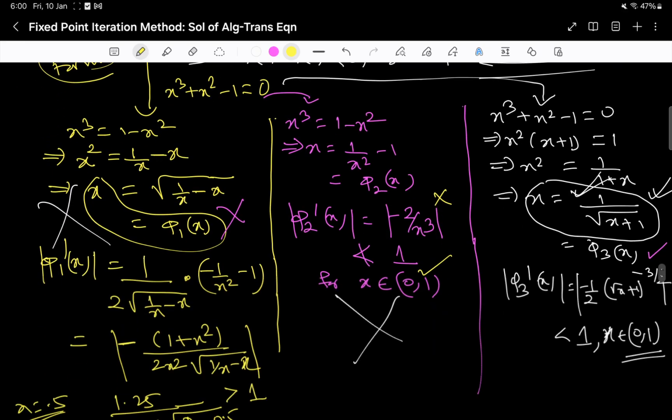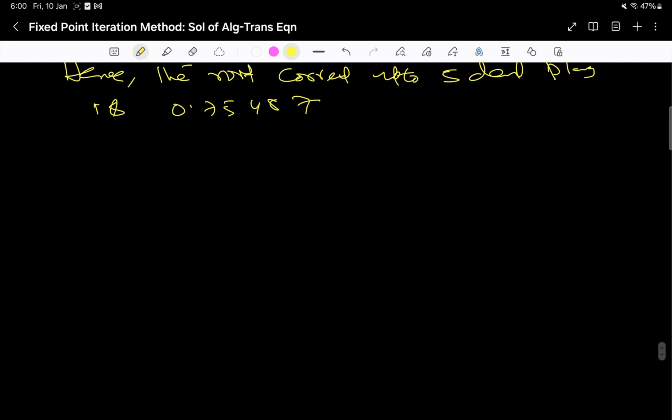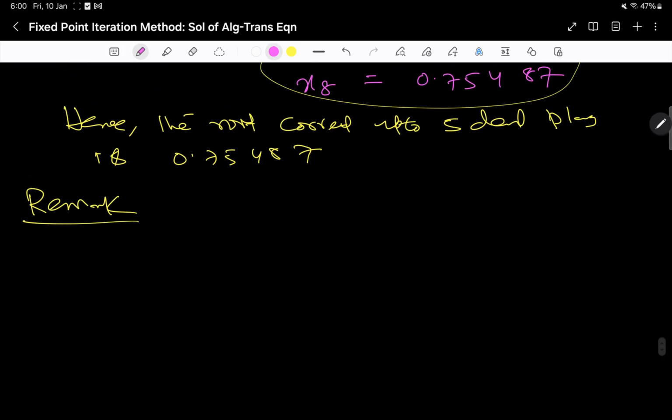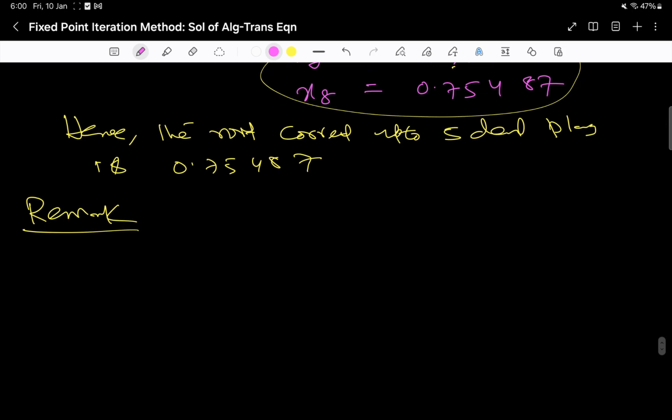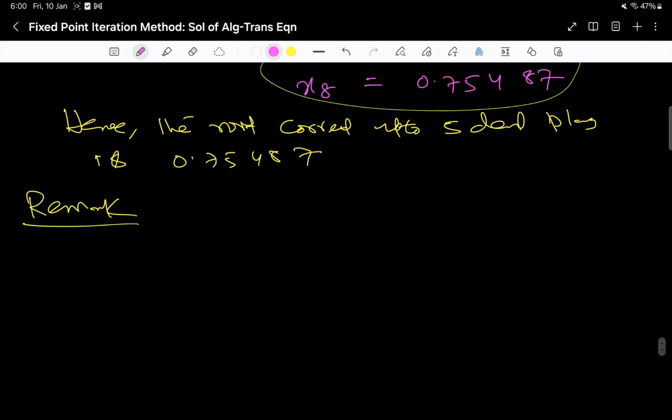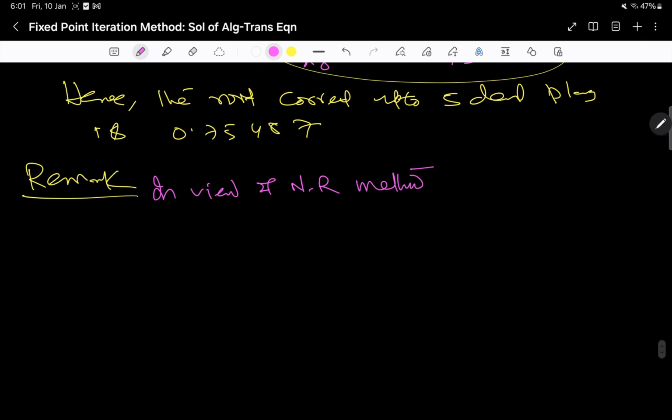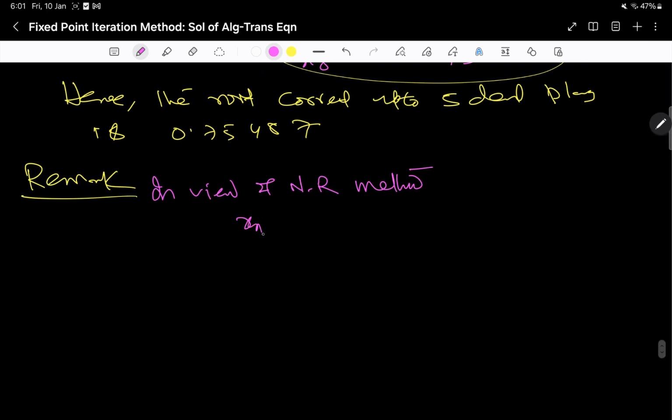Now in other way also, now the important thing is how to create the formula, right? Newton-Raphson, in a remark I can say Newton-Raphson method is also an iterative method. So in view of the Newton-Raphson method, we can generate a formula. That formula will also work for this method also. So in view of NR method, if I want to correlate it, x n plus 1 is x n minus f x n by f dash x n.